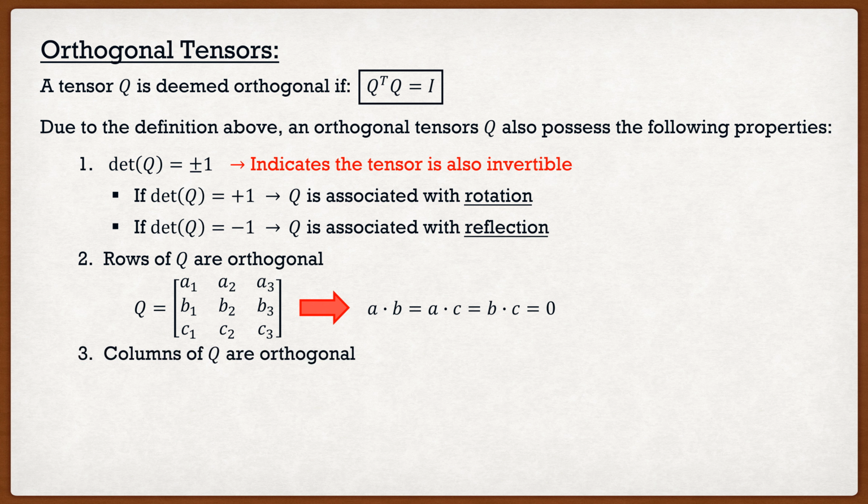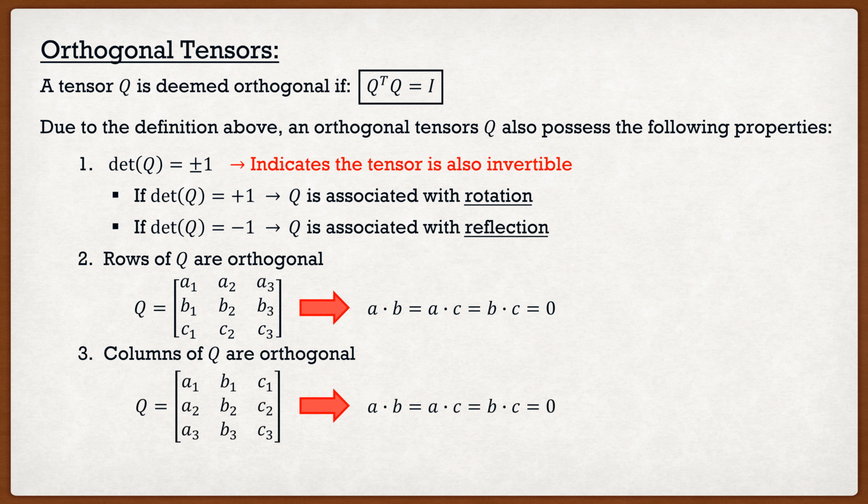Now, the third one, kind of the same as the second one, is that the columns of Q are orthogonal. So if I have three vectors A, B, and C, but in this case they make up the columns of Q, then again A dot B is going to be equal to A dot C, which is going to be equal to B dot C, which of course is going to be 0. And finally, the fourth property is that the product of two orthogonal tensors is also orthogonal. It says orthonormal, but I meant orthogonal there. This is one of those things that, as we're going to see when we start talking about constitutive laws, is going to lead into some very nice proofs.